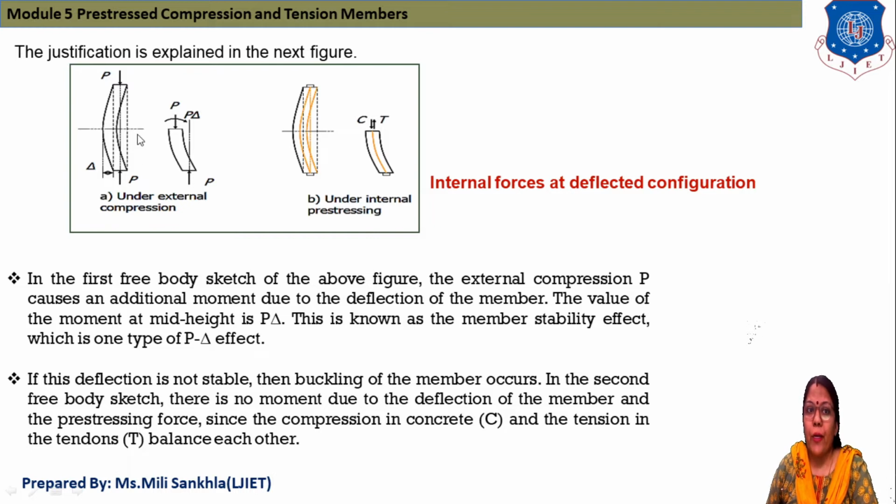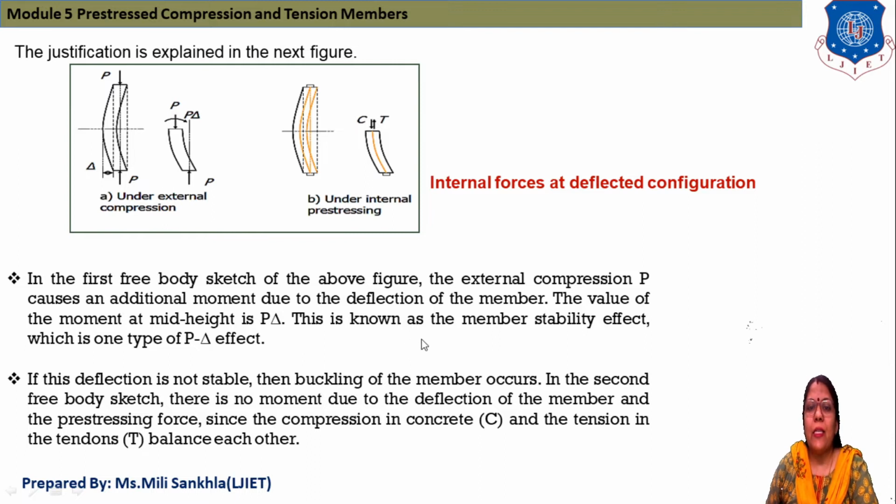In the first free body diagram, in the first sketch, external compression P causes additional moment due to deflection of the member. Here we can see that this column is subjected to external compressive force, and because of this it buckles. This buckling is nothing but the deflection of the column. With the deflection of the member, the value of moment at mid height is P delta. That means due to this buckling of the column, moment will be induced in this column, and this moment is load into this deflection, that means P into delta.